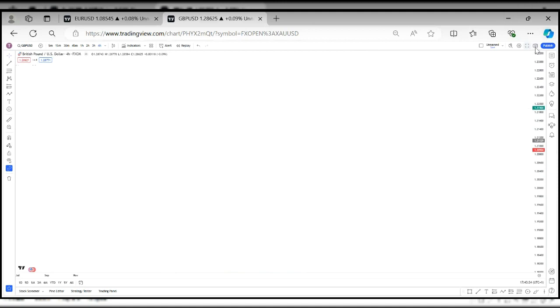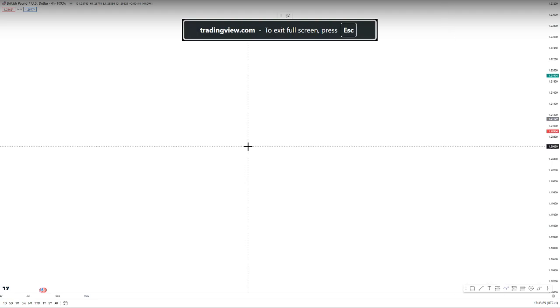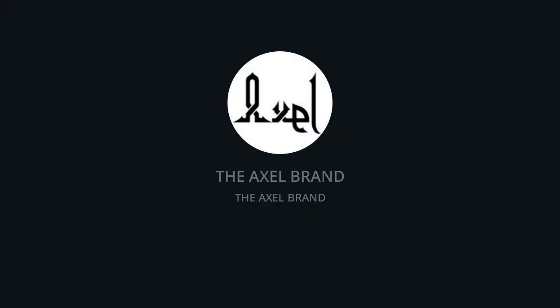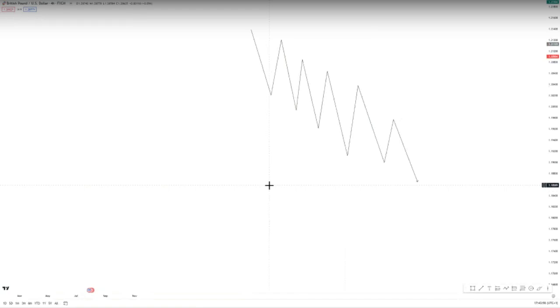Right, okay. And now this is the second type of market structure: the bearish market structure. This is what a bearish market structure looks like. You understand? And I guess you understand how to identify what the basic market structure looks like, the bearish and bullish.